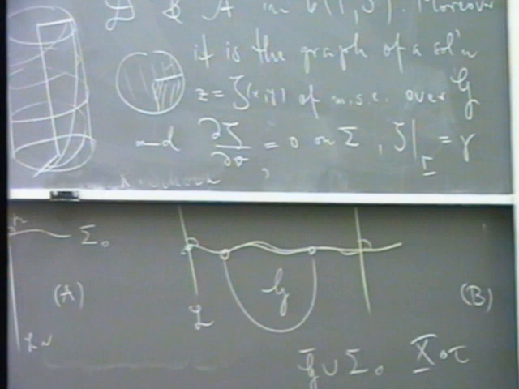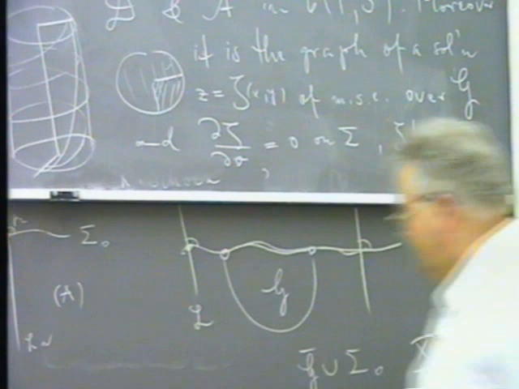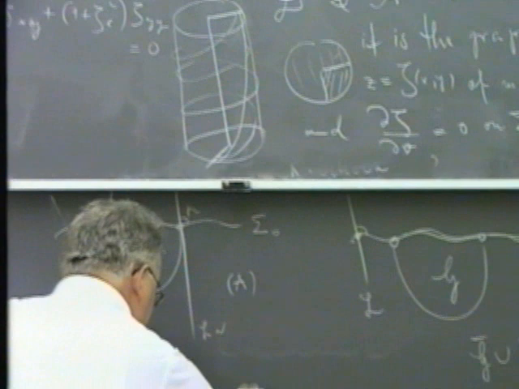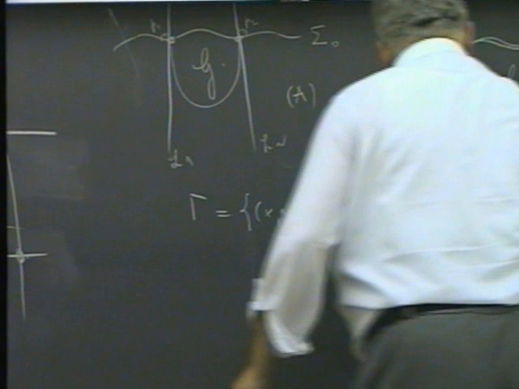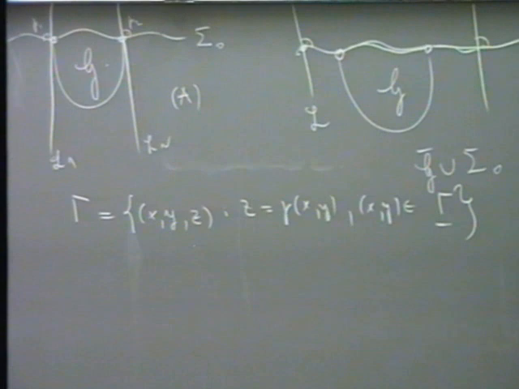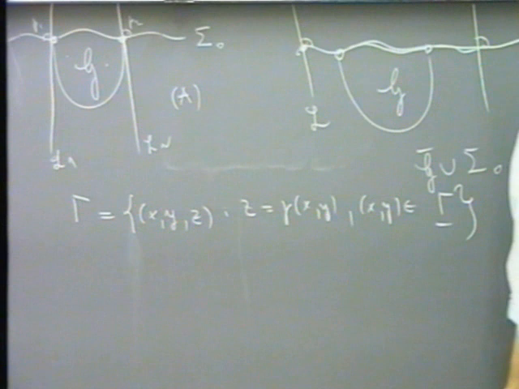What is this special gamma? Is what you want to agree on here? Please. The little gamma that you have, the green curve on top of it, is gamma one. Gamma is (x, y, z), where z is gamma of (x, y), with (x, y) taken off gamma bar. So gamma is the graph of little gamma, sitting over gamma bar. That's what it is.